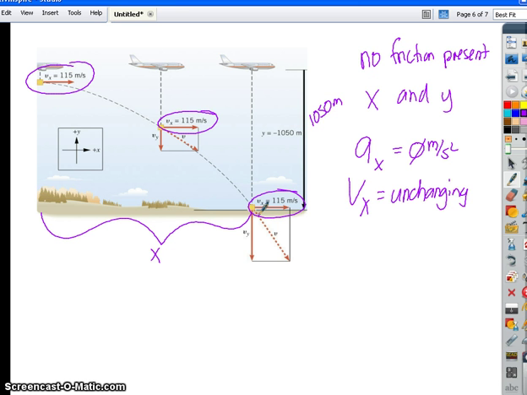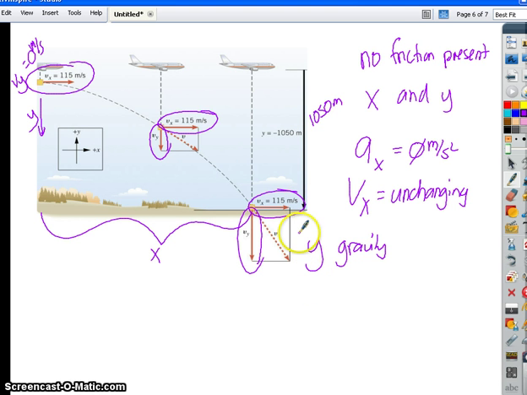But in the y direction, we'll call this y, in the y direction, gravity is pulling it down. So we can see here, at this point right here, our velocity in the y direction was equal to 0. Okay, it was just released. Over here, the velocity is getting bigger. And over here, the velocity is getting even bigger because it's accelerating down in the y direction.